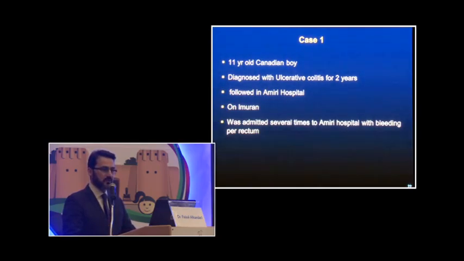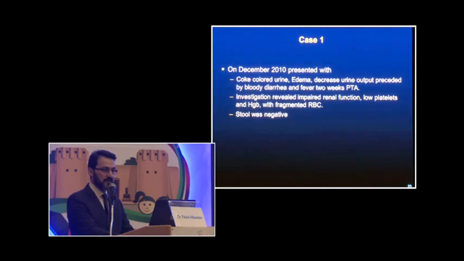Because of his diagnosis, he was admitted several times to Amiri Hospital with bleeding per rectum. But the last time, which was in December 2010, he presented also with coke-colored urine, edema, and decreased urine output, which was also preceded by bloody diarrhea. The investigation revealed impaired renal function, low platelets and hemoglobin, and fragmented RBC. So it was clear that we were dealing with HUS. This was in 2010, before the FDA approval of eculizumab, and we didn't have eculizumab.